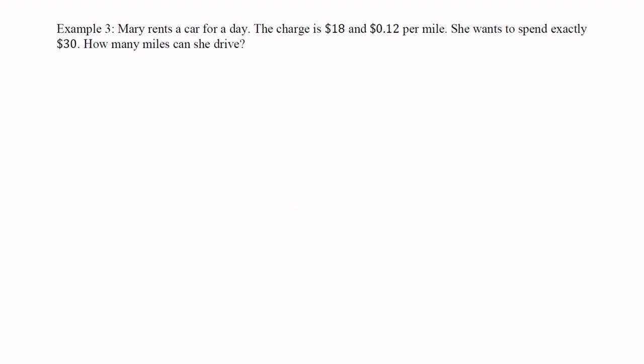For example 3, Mary rents a car for a day. The charge is $18 and 12 cents per mile. She wants to spend exactly $30. How many miles can she drive? Well, we want to know how many miles she can drive, so that's our variable. It costs 12 cents per mile, so we're going to be multiplying 0.12 times x to get the number of miles. And then we also have to add the 18 to it to get our total price. And that total price needs to be 30 because that's how much we want to spend.